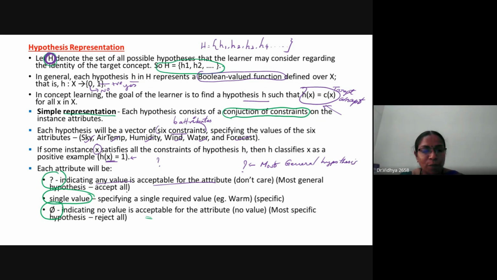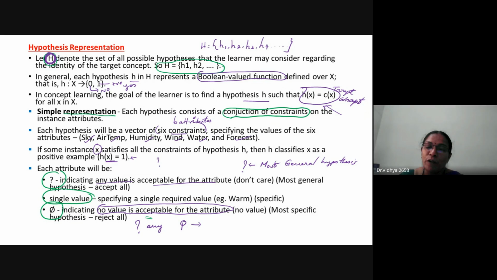Similarly, we can have a combination of single values too. Then we have another important symbol, pi, which indicates no value. That means no value is acceptable for the attribute. So the question mark means any value can be acceptable for an attribute, and pi means no value is acceptable for the attribute. That means it is not a general, generic one. It is the most specific hypothesis.